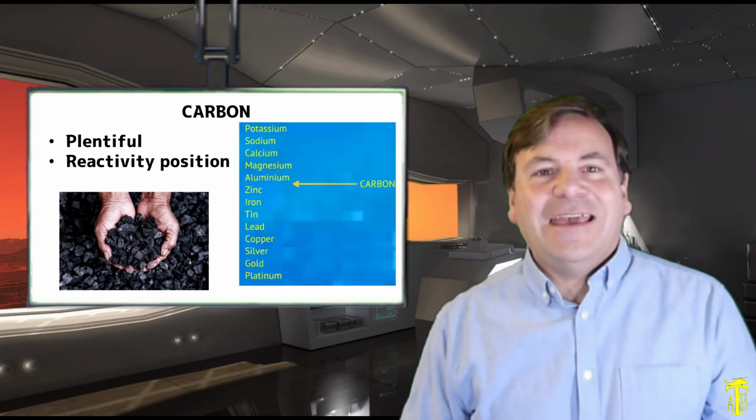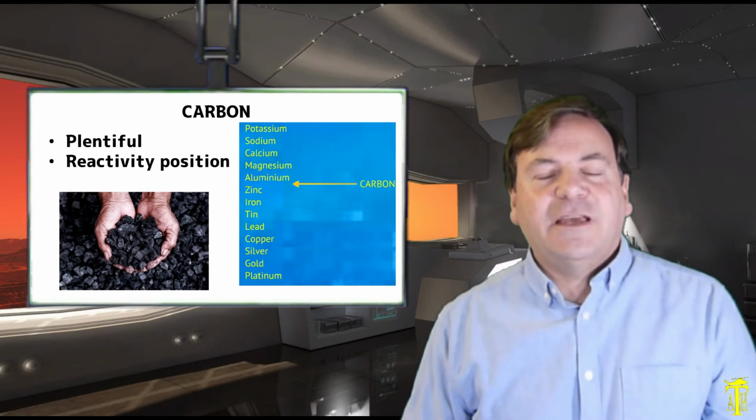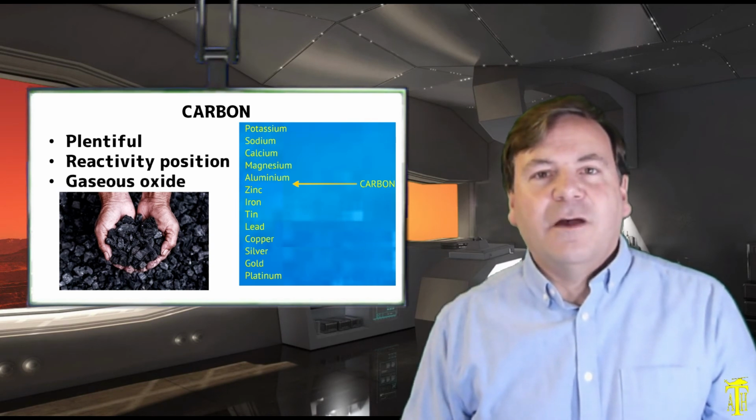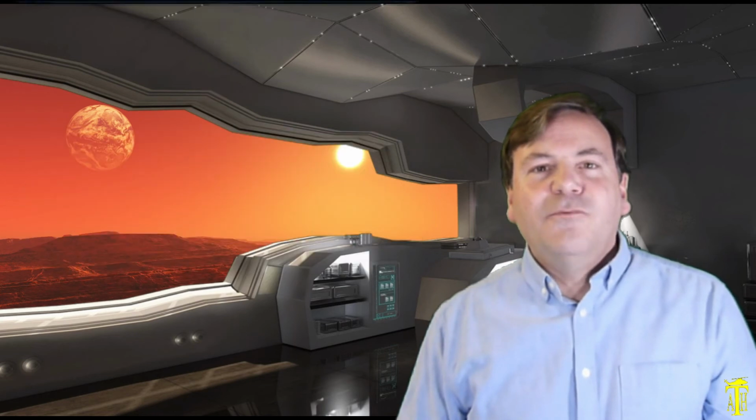Carbon, as you can see here, is just below aluminium, so it can be used to extract any metal below it from its ore. Anything above requires the use of electricity. Carbon also forms a gaseous oxide, carbon dioxide, which floats off, leaving the iron in a pure state. So that is all you really need to know about ore extraction.